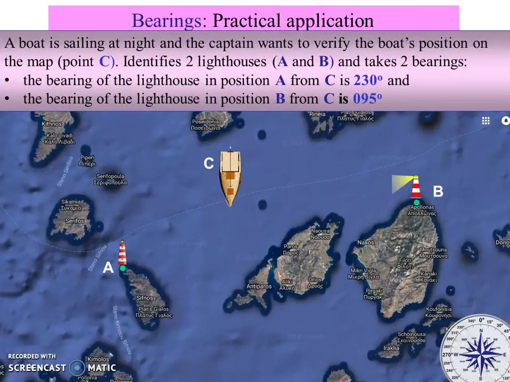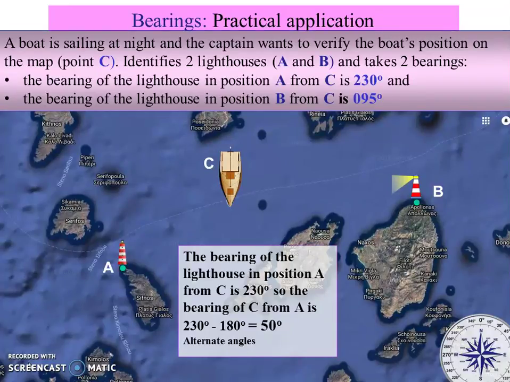Another practical application is a boat sailing at night and the captain wants to verify the boat's position on the map, point C. He identifies two lighthouses, A and B, and takes two bearings. The bearing of the lighthouse in position A from C is 230 degrees, and the bearing of the lighthouse in position B from C is 95 degrees.